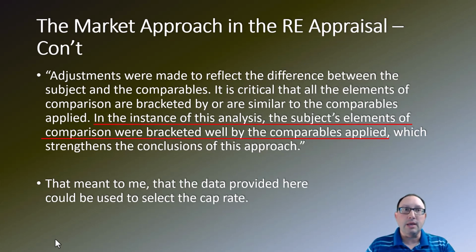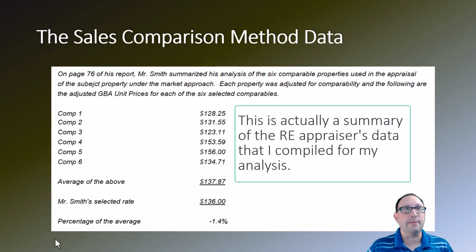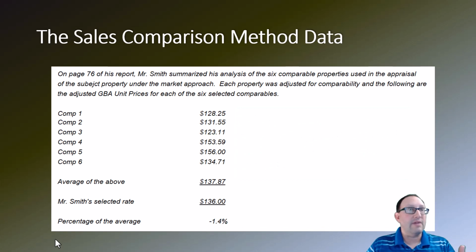So that meant to me that the data they used there, I could use to help me select what the cap rate should have been. Because the market approach data was so well bracketed, I'm going to show it to you here. Here were the comps, 6 comps. That was the GBA. The average of all of those 6 comps was 137.87. The appraiser selected 136, even.